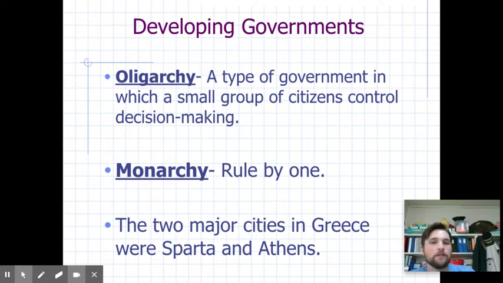So developing governments is our next heading. An oligarchy is a type of government in which a small group of citizens control decision-making. Eventually, Greece moves on to a democracy where everyone has a decision in it, but in the beginning, you have an oligarchy where just your upper class make those decisions. And then a monarchy is where you have a king or queen or one supreme ruler, and they make those decisions. And the two major cities in Greece were Sparta and Athens.